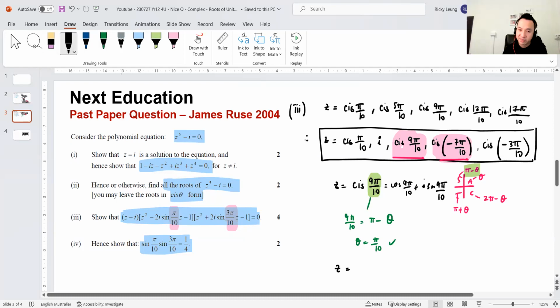which means that in the second quadrant, the equivalent value, cos will be negative, so it'll be negative cos 9 pi on 10 plus, sorry, not 9 pi on 10, pi on 10, right, because I'm using the equivalent value in the first quadrant now, pi on 10. And sine would remain positive, right, sine pi on 10.